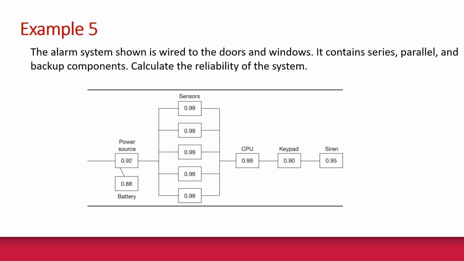So the alarm system shown is wired to the doors and the windows. It contains series, parallel, and backup components. Calculate the reliability of the system. Looking at this, we can see we have the sensors that are in parallel. The CPU, the keyboard, and the siren are all in series, and then we have a backup system.